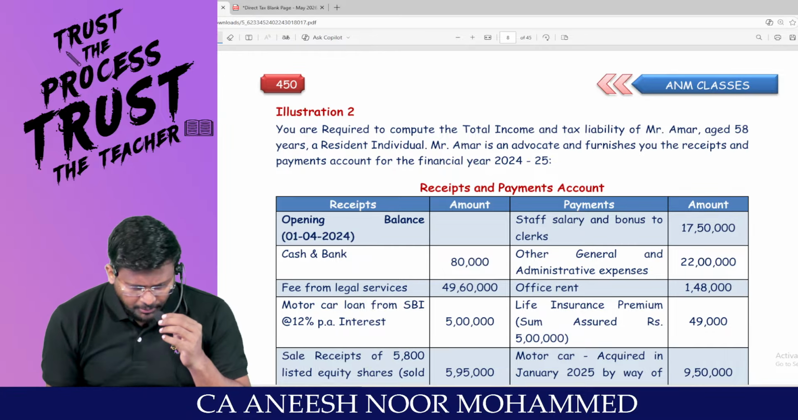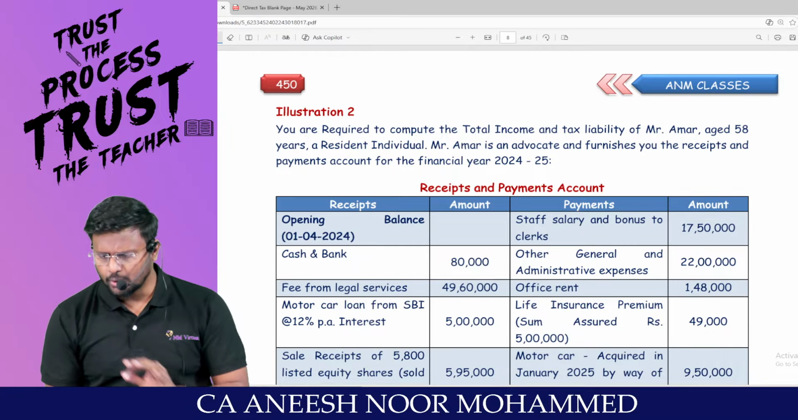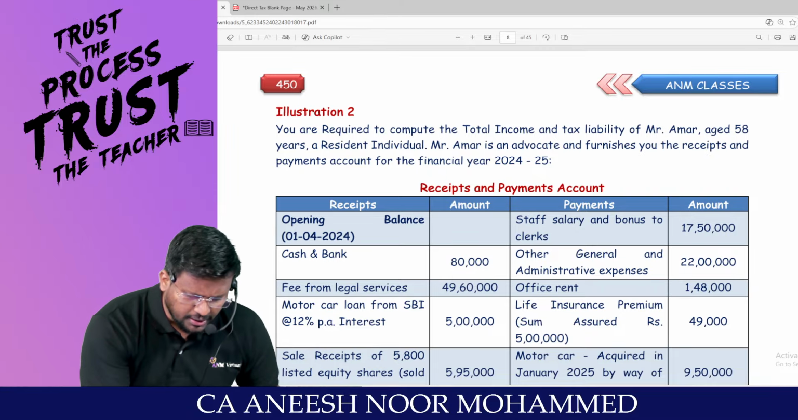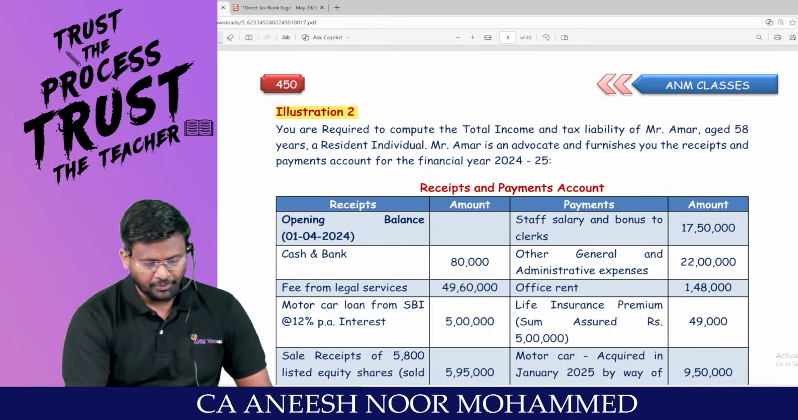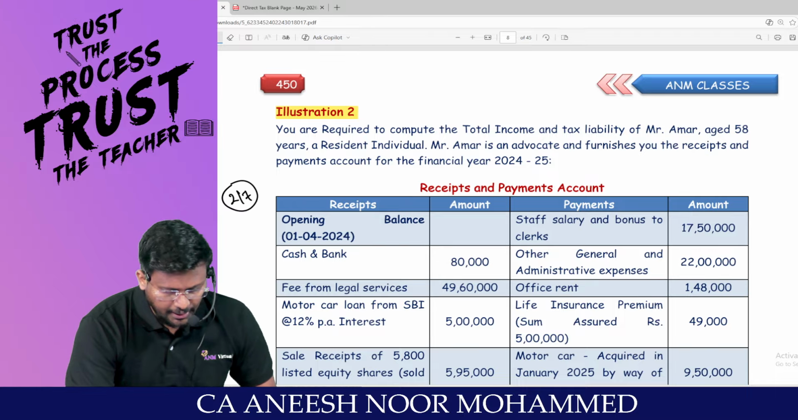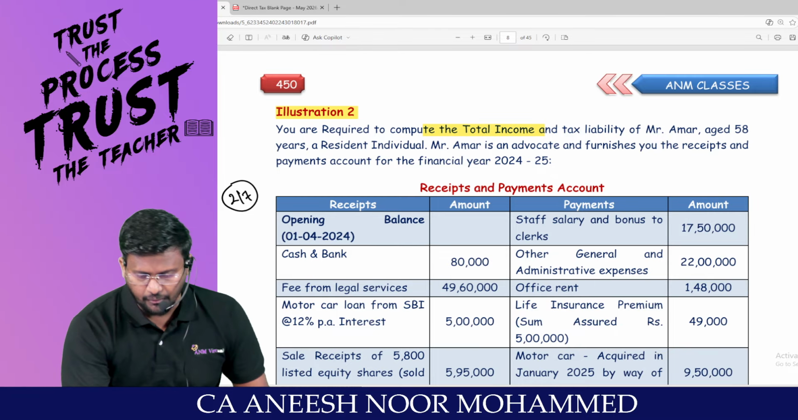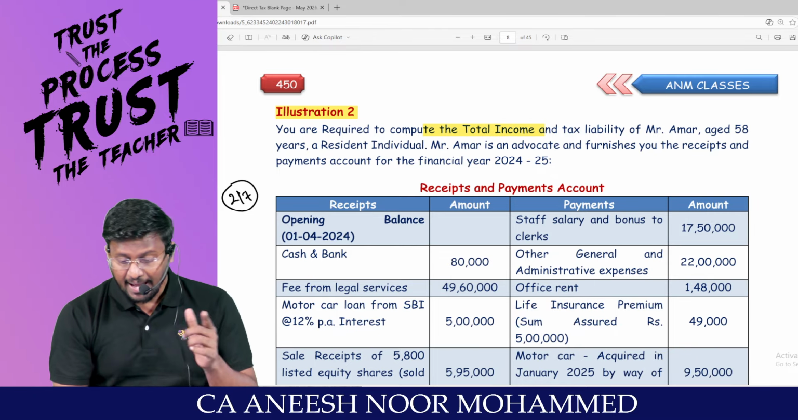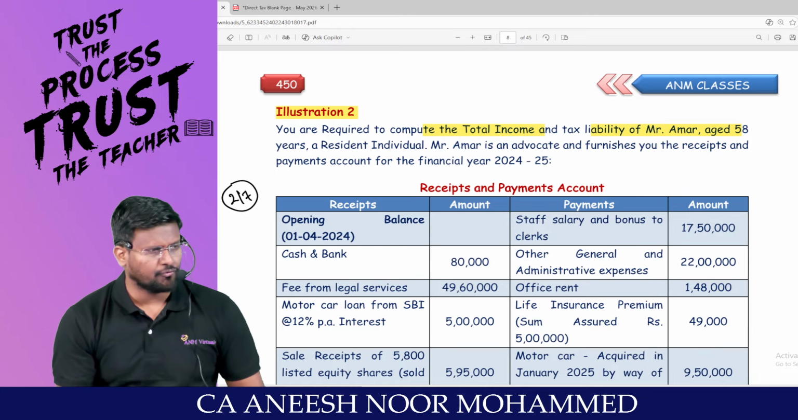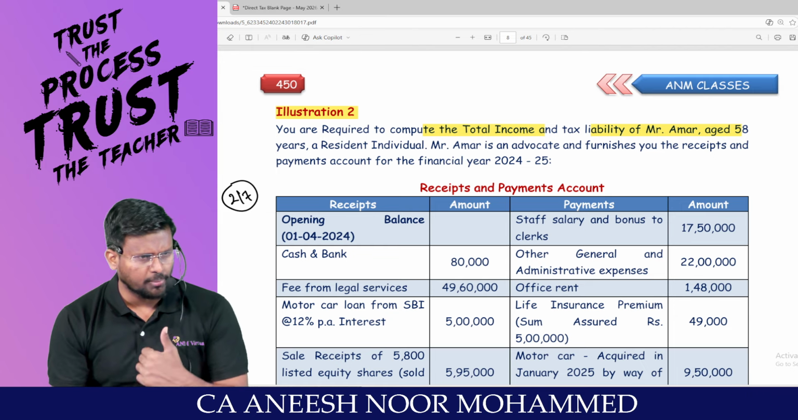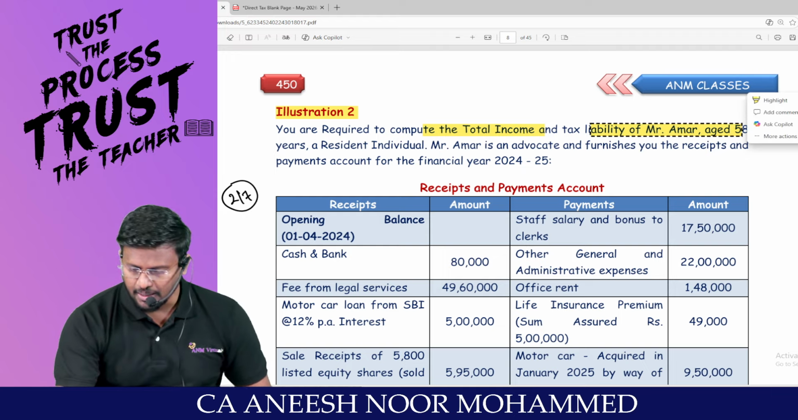Yes sir, I hope that you have done the revision of illustration number 1 and we are going to continue with illustration number 2. Once we complete this, we will be ending up with 2 by 7 as the target. You are required to compute the total income and the tax liability of Mr. Amar. So the question needs us to compute both total income and tax liability.